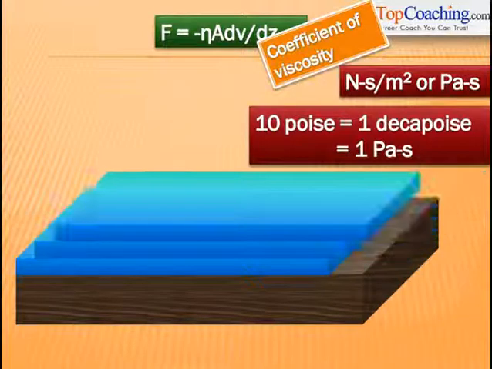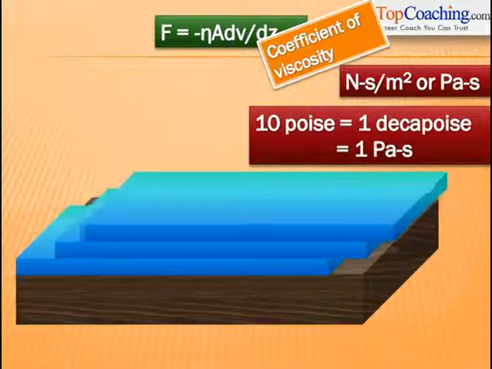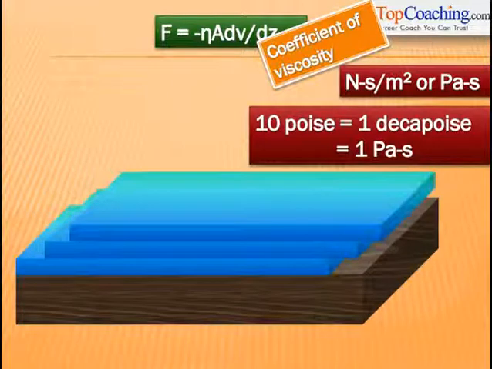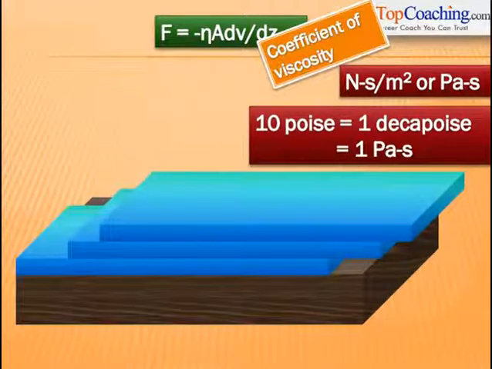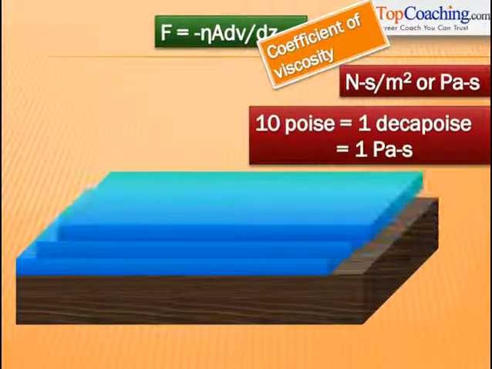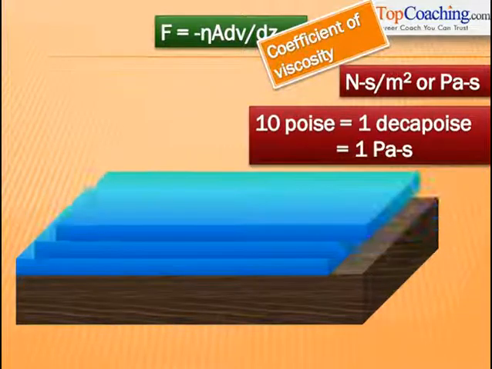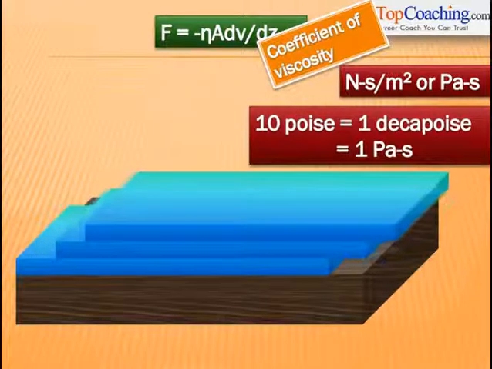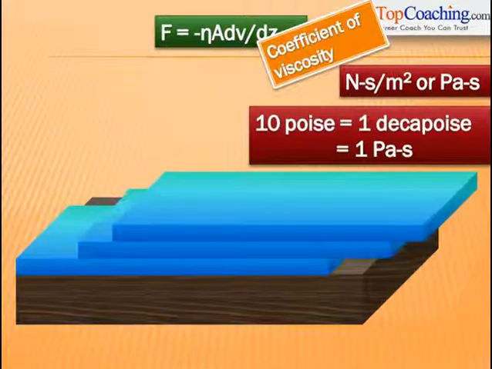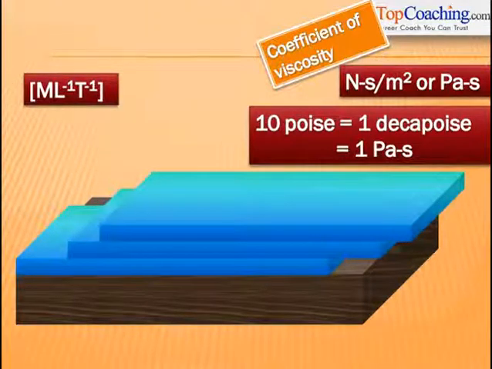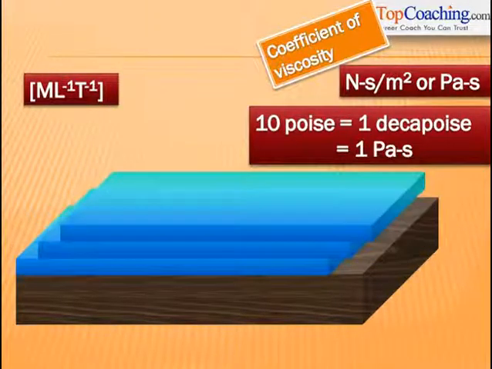The higher the coefficient of viscosity of a body, the more the resistance between its layers and the more difficult it is for the body to flow. So honey has higher viscosity than water, the coefficient of viscosity. That is why honey doesn't flow as easily as water, because the resistance to the flow of layers is more in honey. Understood? These are the dimensions of the coefficient of viscosity.